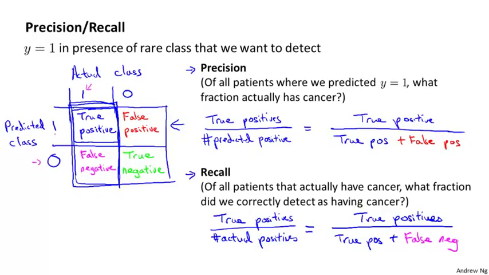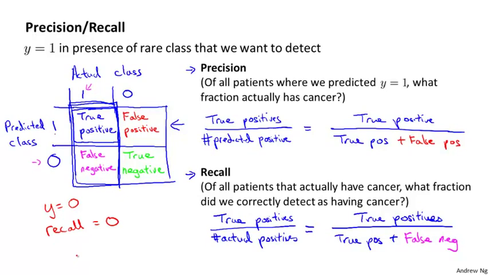So by computing precision and recall, this will usually give us a better sense of how well our classifier is doing. In particular, if we have a learning algorithm that predicts y equals 0 all the time, if it predicts no one has cancer, then this classifier will have a recall equal to 0 because there won't be any true positives, and so that's a quick way to recognize that a classifier that predicts y equals 0 all the time just isn't a very good classifier.